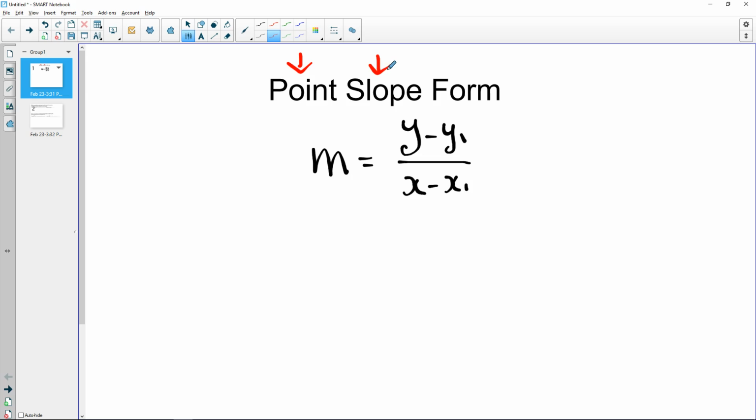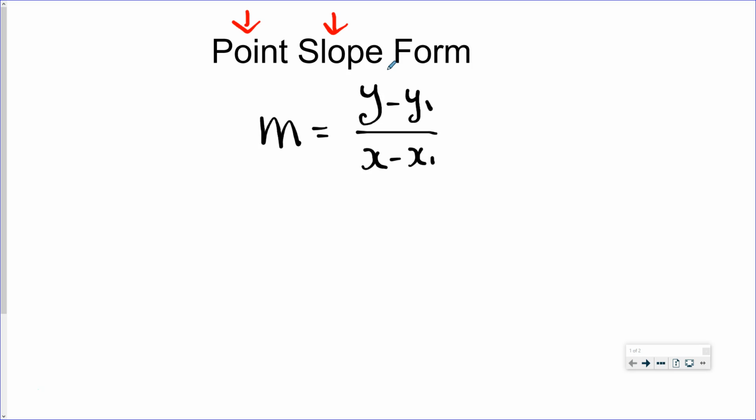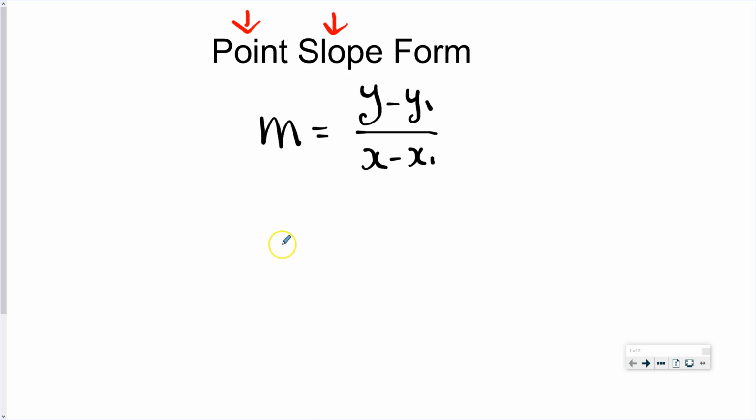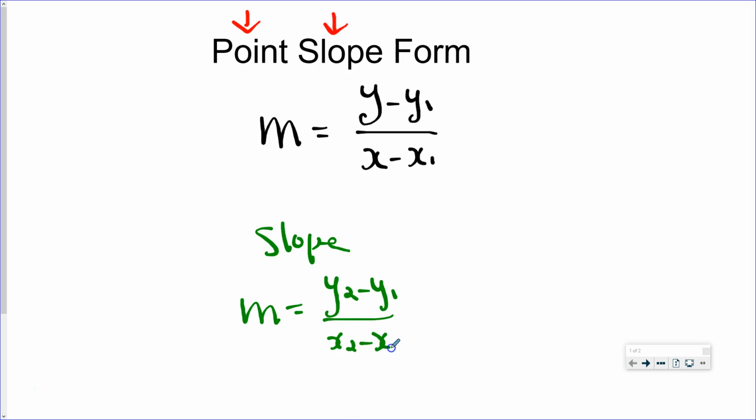Okay, so a couple of things I do want to point out about point slope form. Point slope form is actually quite easy to remember. The reason for that is, if you remember the regular slope equation, m is equal to y2 minus y1 over x2 minus x1. The only thing that is different will be this y2 and that x2, okay?